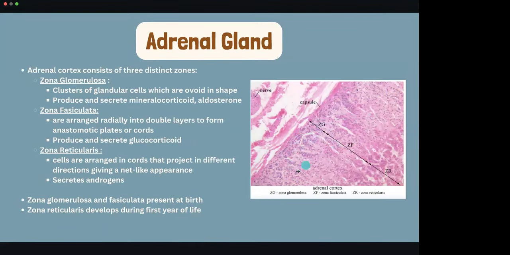We mentioned that this looks like the glomerulus. The fasciculata is arranged radially in double layers to form anastomotic plates or cords, and the reticularis is arranged in cords with a net-like appearance, and you can see that here. I'm not very good at histology, but I think this is the easiest part. It's very distinct. You can tell the different layers apart. So again, it looks like the glomerulus, looks like columns, and looks like cords that are clumped together.